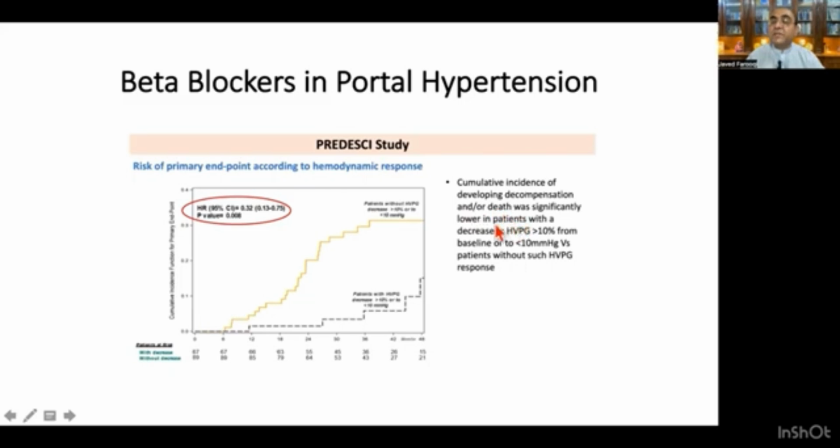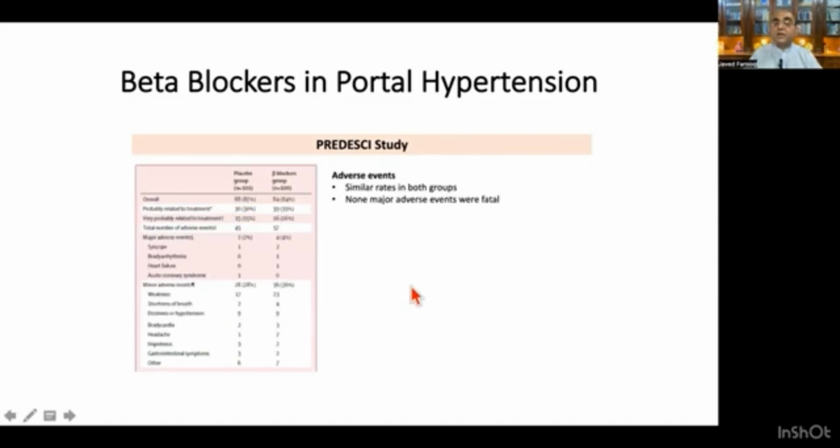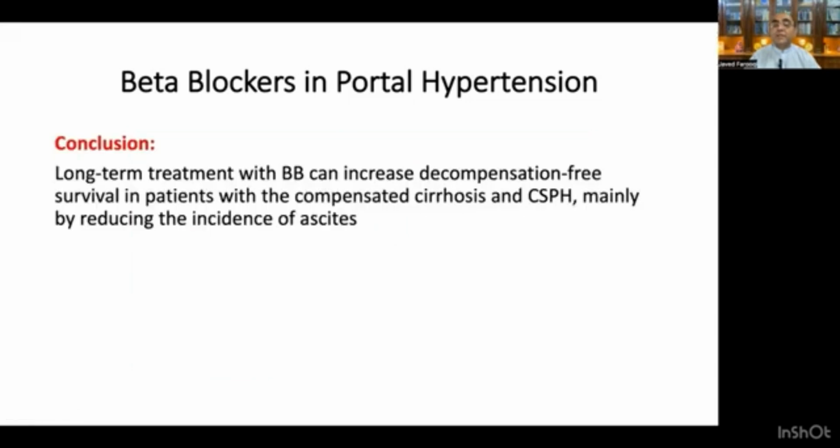And they were significantly lower in patients with a decrease in hepatic venous pressure gradient of more than 10% from the baseline. So the beta blockers had a positive impact in reducing the first decompensatory event, that is the ascites, as well as in decreasing the variceal bleeding. The adverse events had similar rates in both groups, the placebo and the beta blocker groups, and no major adverse events were fatal in any of these patients.